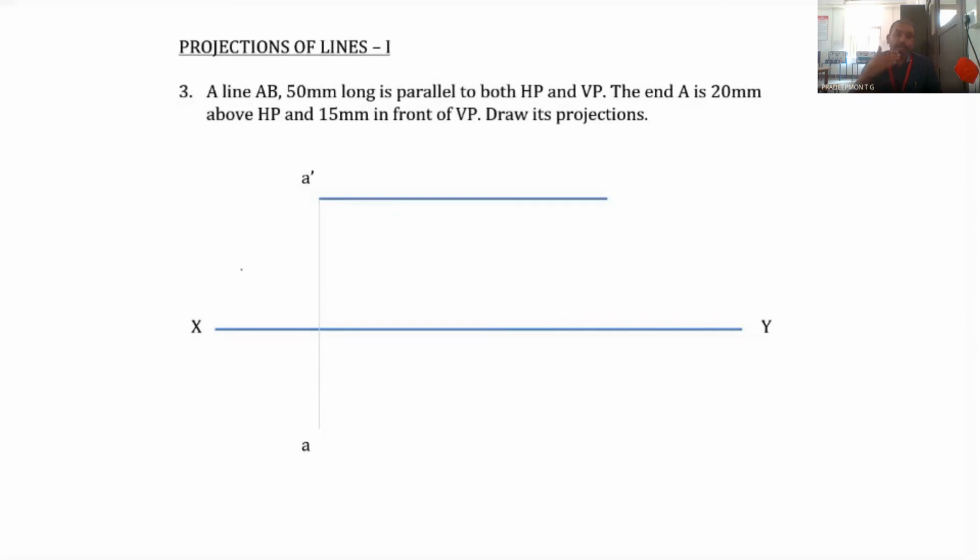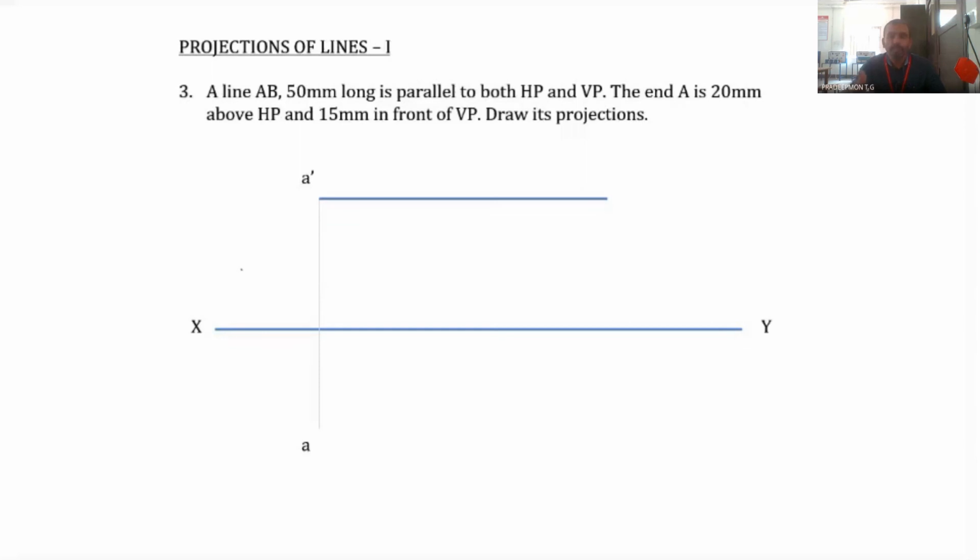So when the line is parallel to VP, the front view will be giving you the true length. You might have noticed it. When the line is parallel to VP, the front view will be giving you the true length. And when the line is parallel to HP, the top view will be giving you the true length. That we will discuss later, but you might have already understood it. In the previous two cases, when the line was parallel to HP, the top view was giving you the true length. And when the line was parallel to VP, the front view was giving you the true length.